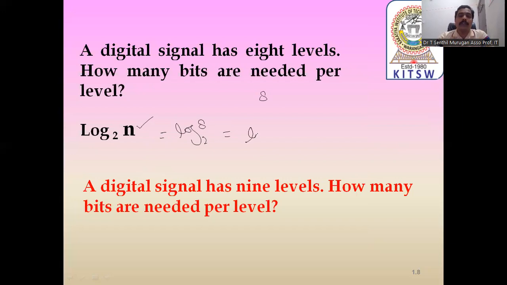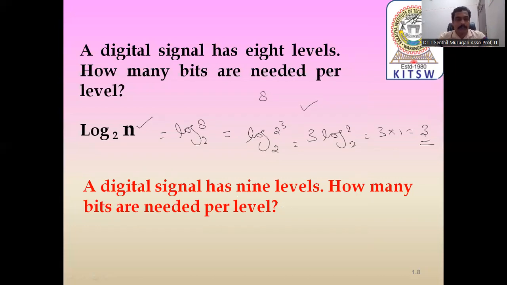So what is the value for that? 2 cubed. So 3 into log 2 of 2. So 3 into 1 equal to 3. So how many bits required? 3 bits required. Okay, per level 3 bits are required. In case of 8 levels, 3 bits are required.